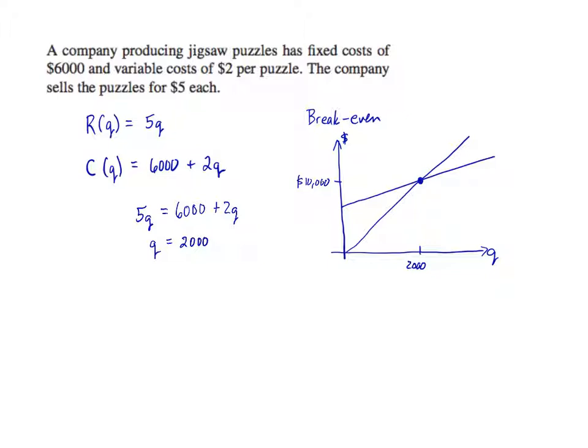Let's further consider the profit function. I'll let profit be P of Q. So the profit, if we both produce and sell Q items, would be the revenue from selling Q items minus the cost of selling Q items. And so you'd end up with a profit function that was 3Q minus 6,000.